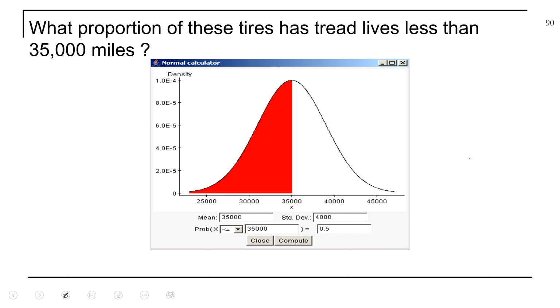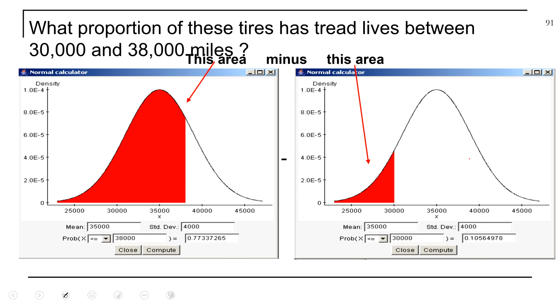What proportion of tires have tread lives less than 35,000 miles? You don't even need a computer for this. The curve is centered at 35,000. Half the area is to the left of 35,000, and half the area would be to the right of 35,000. What proportion have tread lives between 30,000 and 38,000?